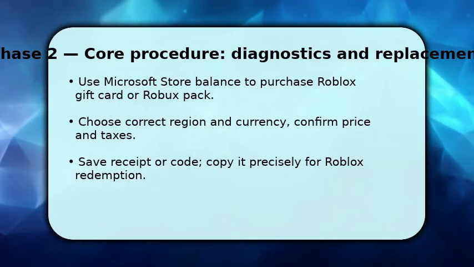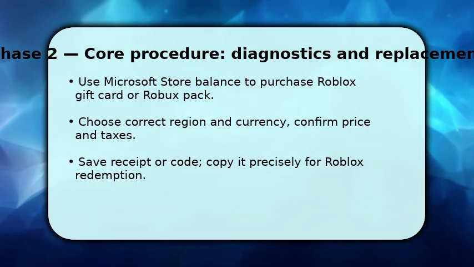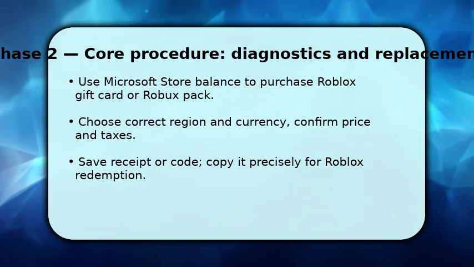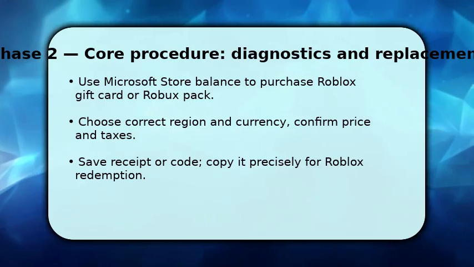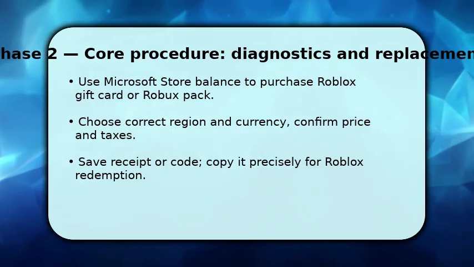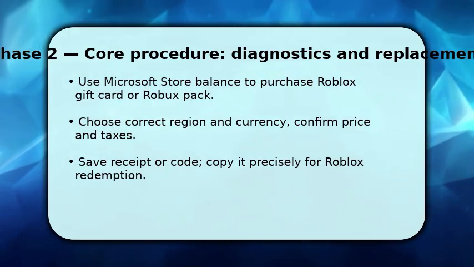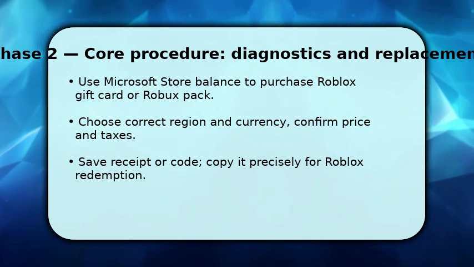After purchase, you'll receive a code or direct Robux delivery. Copy the code exactly or note the order receipt. This step converts Microsoft credit into a Roblox usable form, so double-check details before confirming.